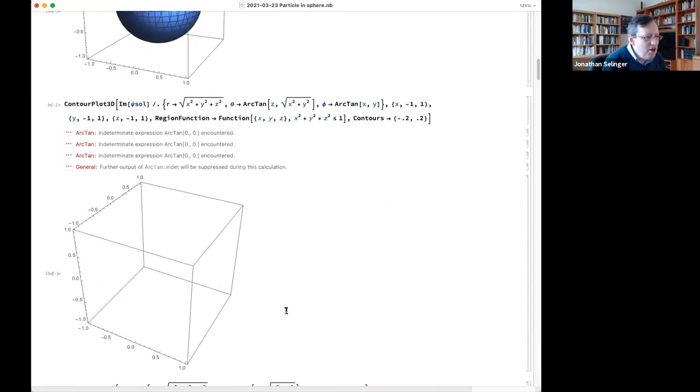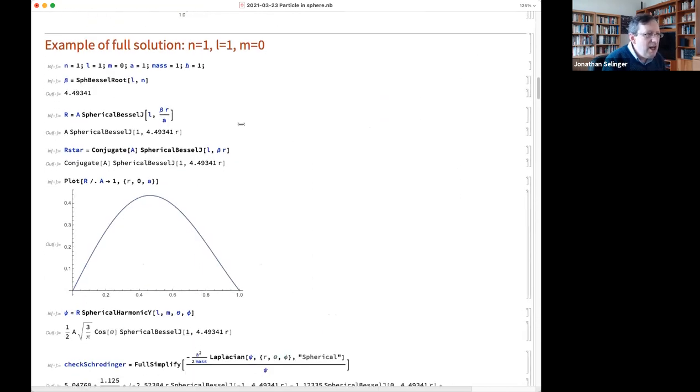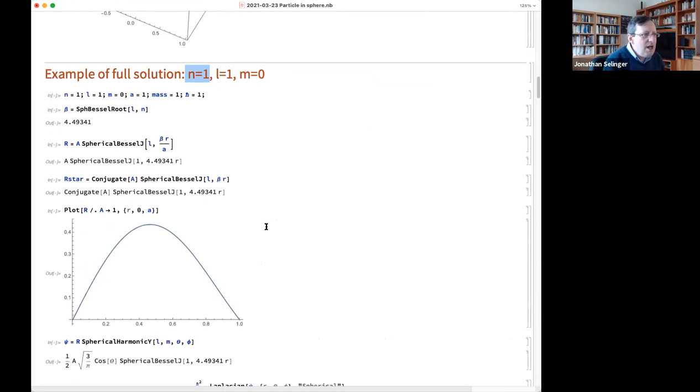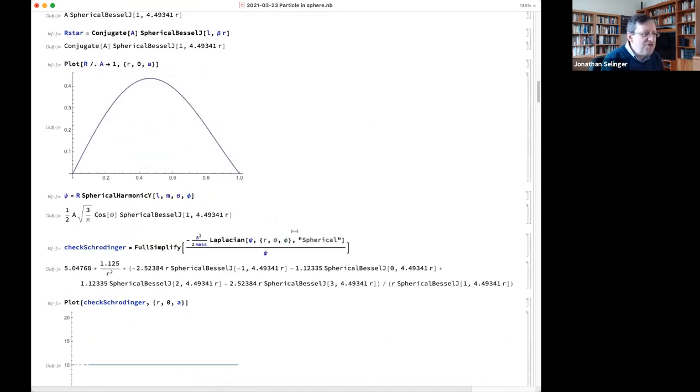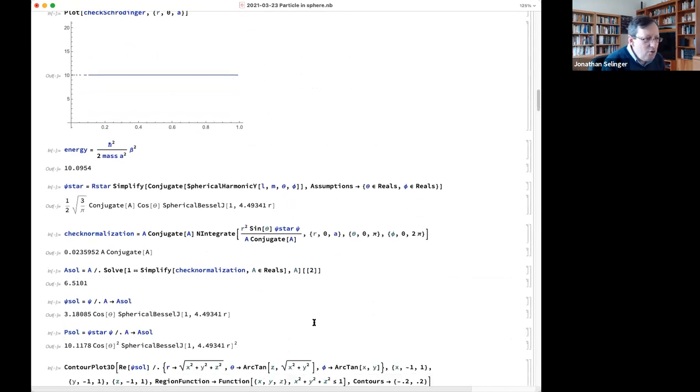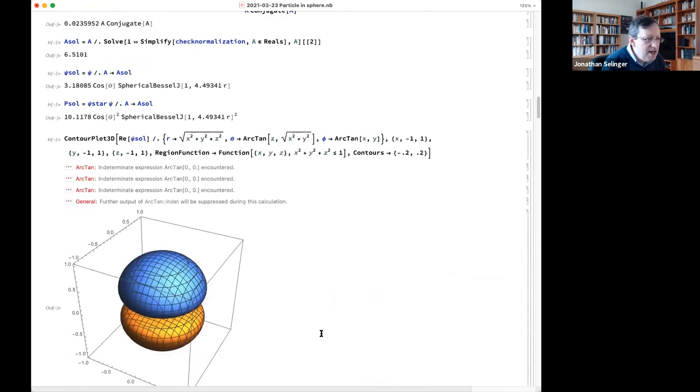Okay, more interesting example. What if we go to L equals 1 and m equals 0? And I'll still look for the first solution, n equals 1. It still satisfies Schrödinger's equation. You can read the Mathematica code, or you can take my word for it. But it all works. I can normalize it again.